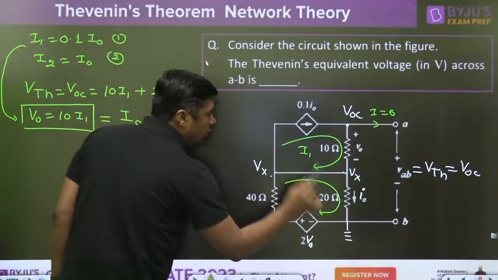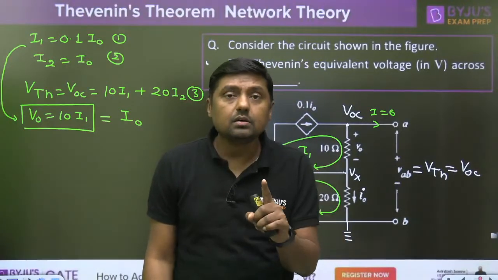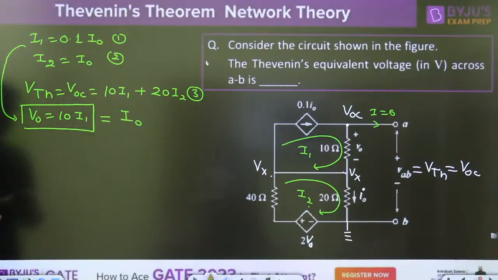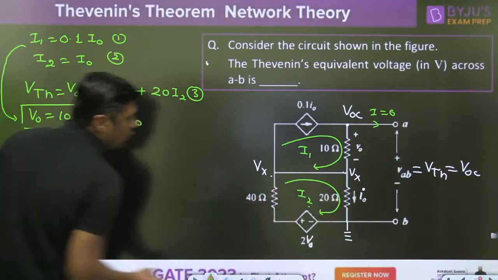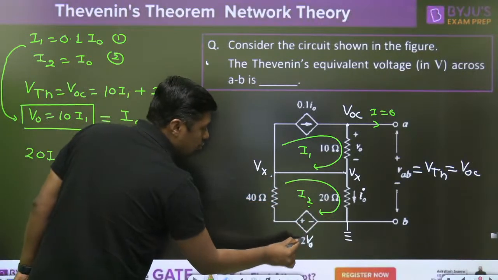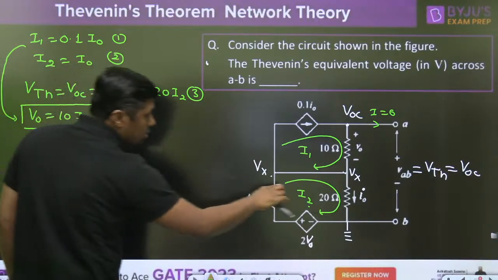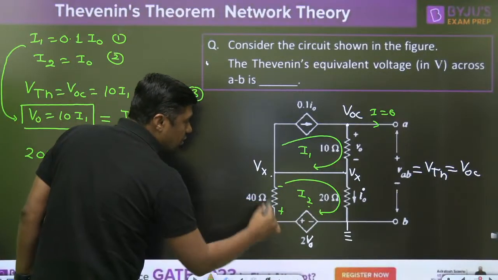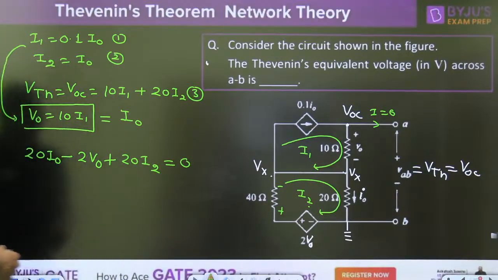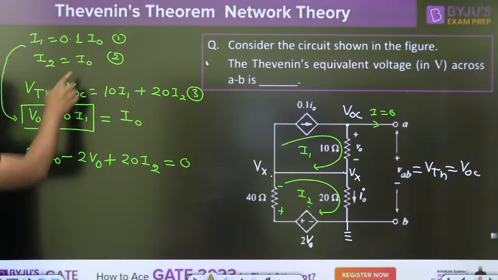Now write down the KVL. Always remember, we can't write the KVL by considering the current source. Simply write down the KVL. When I am writing the KVL, it will become 20 times I naught minus 2 V naught plus 20 times I2, is equal to 0. Now what is I2? I2 is nothing but I naught.